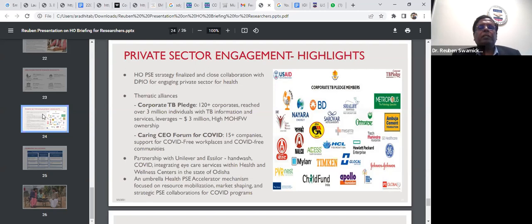And then, of course, we have a PSE accelerator mechanism that focuses on resource mobilization, market shaping, and strategic PSE collaborations. It was for COVID, but we'll be expanding it to other areas as well. I think that's it. Next, please.